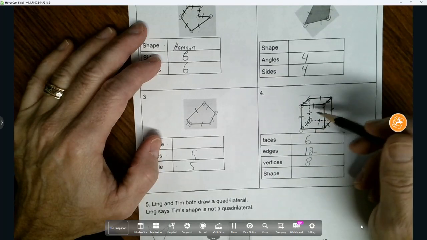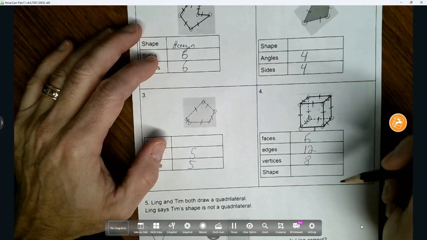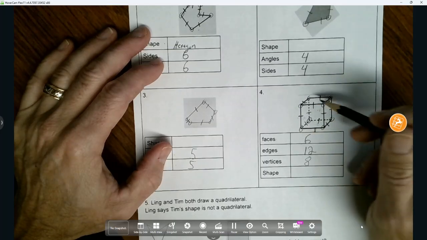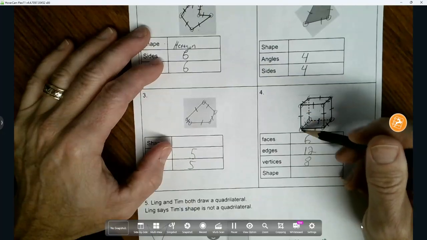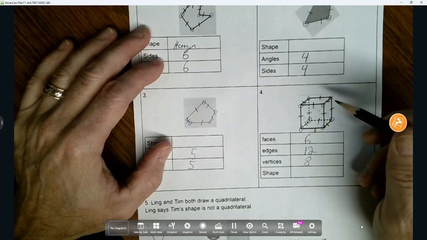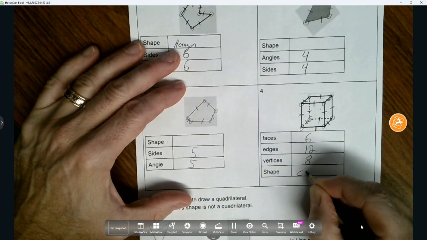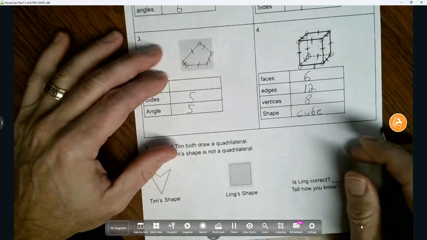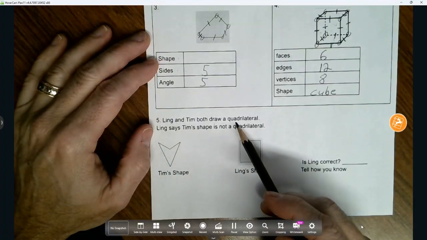All right, and now we've got this one all covered with marks and slashes and things all over it. But what is this shape? We see the front is a square. The top is a square. The back is a square. This side's a square. The other side's a square. The bottom's a square. So it's a square all the way around. So that makes the shape a, remember, it's not a square because that's a 2D shape. It's a cube because it's a 3D shape, three-dimensional shape. Okay? All right. Ling and Tim both draw a quadrilateral.